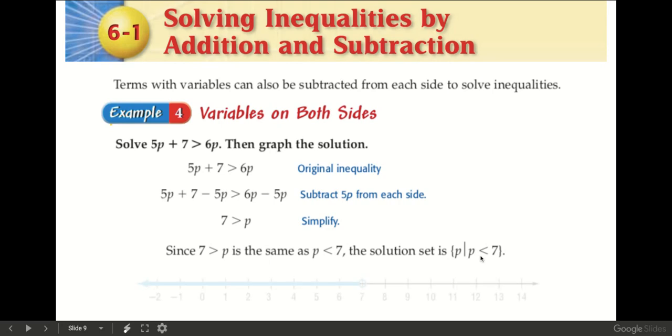Graphing it on a number line would look like this. It would be an open circle on 7 because it cannot equal 7. It has to be less than 7. And all the numbers less than 7 go to the left, so I would highlight in that direction.